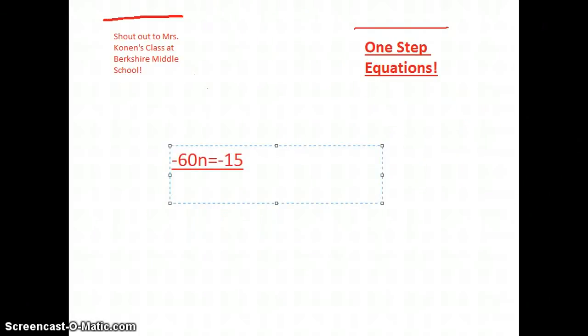This one, multiplying and dividing, works exactly the same. In this problem, we have negative 60n equals negative 15. Same thing: instead of additive inverse or subtractive inverse, you would do a multiplication inverse. So it will be divided by positive 60, and that means you would also divide this side by positive 60. Pretty simple.